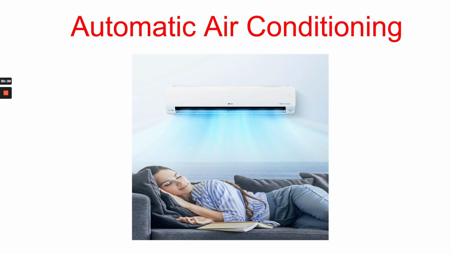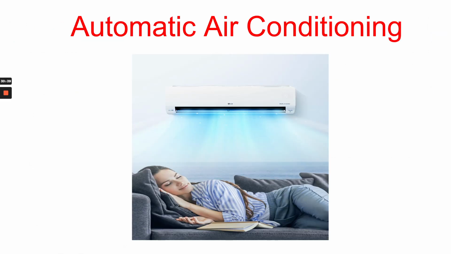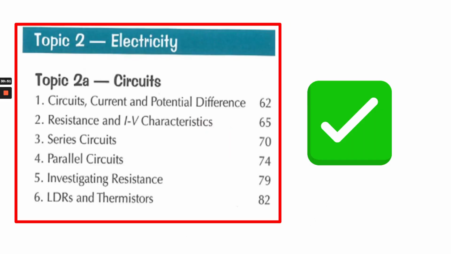Well, air conditioning. If it's cold, I don't want to get any colder, so I want a high resistance in my air conditioning unit. But when it's hot, I want a low resistance, so more electricity flows and the air gets cooler. This can also be used with automatic central heating, just in the reverse way, like the light dependent resistor. So that's the first chapter done on circuits.